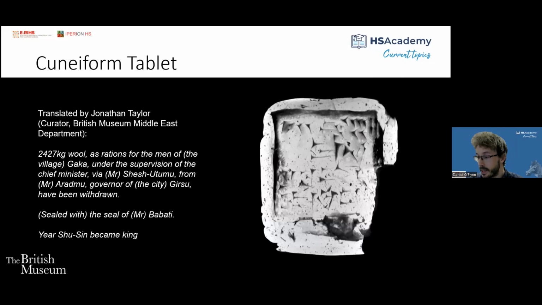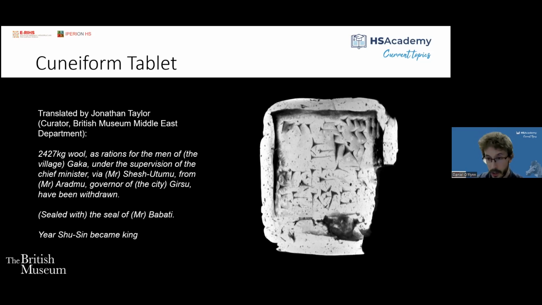And this tablet describes a transaction, or the movement of a very large quantity of wool from a big city called Girsu, which is in present-day Iraq, to a small village called Gaka. And it has the date of the transaction, the names of the people involved in this, as well as the name of the person who sealed the envelope. So it's an administrative document which has been perfectly preserved in this envelope, and now I'm covered with X-rays.